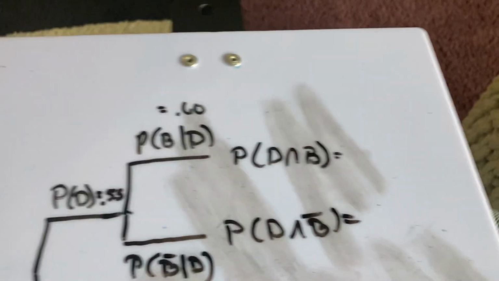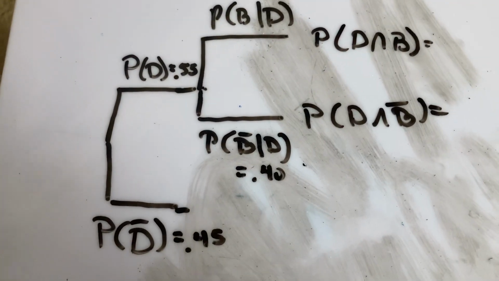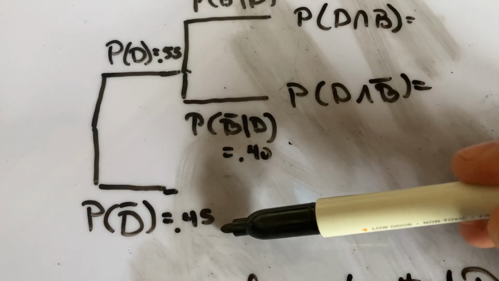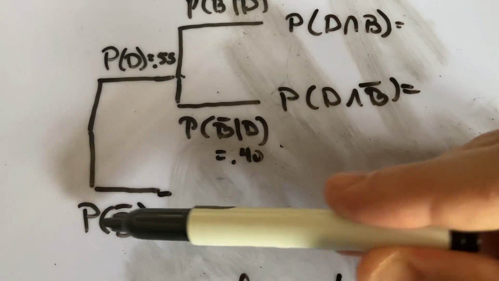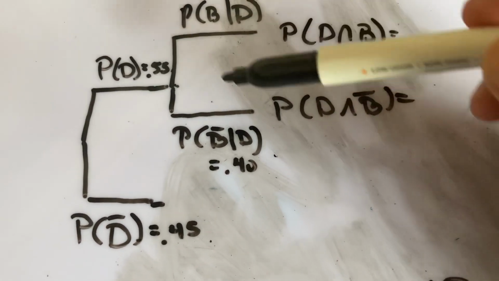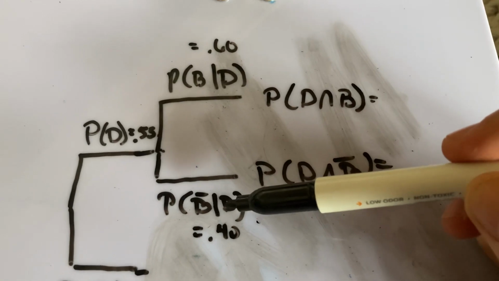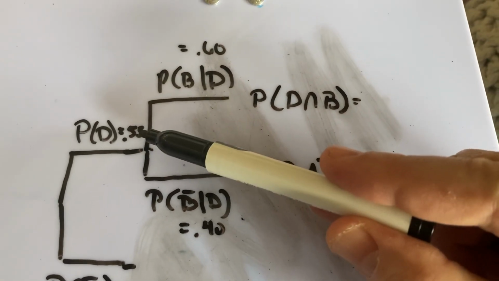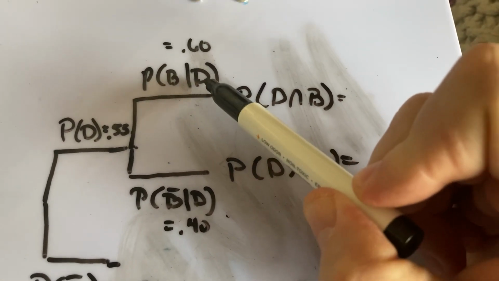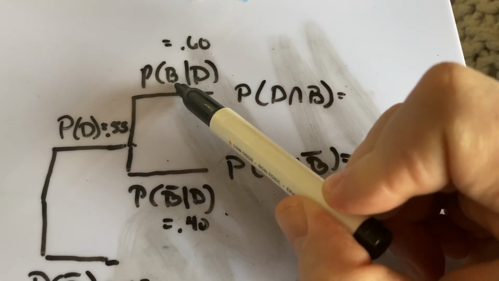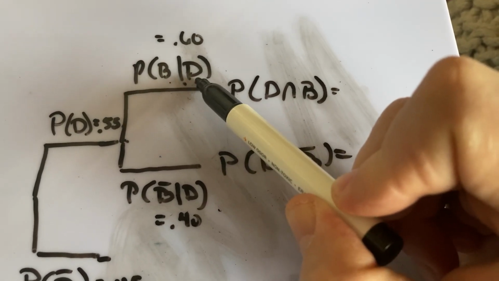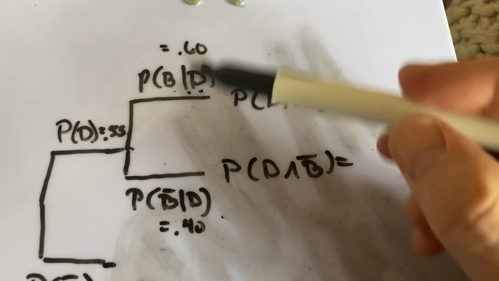So let's talk about this part right here. You're given that 45% of the people did not attend. That's the probability of not attending. And 55% of the people did attend. And then there's a grade breakdown for those that did attend. This is conditional probability. The way this reads is you get a B or higher given, or assuming, that you did attend. And it works out that that's 60%.